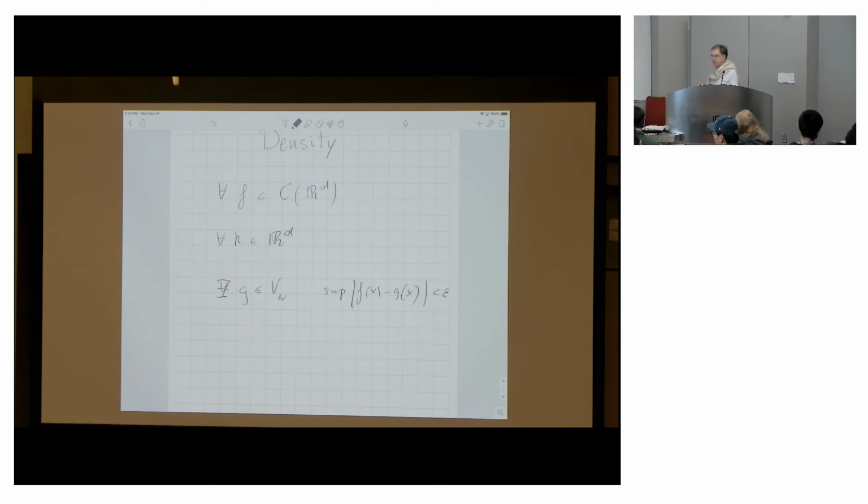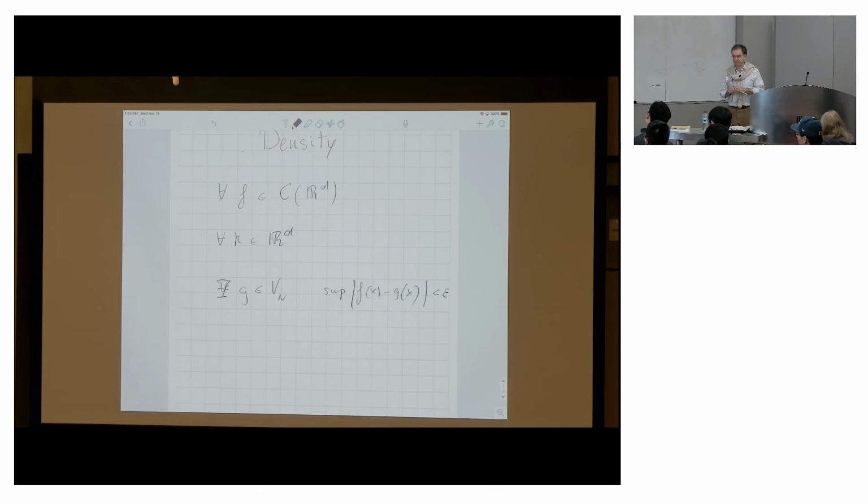Have you seen the notion of density before? Okay.